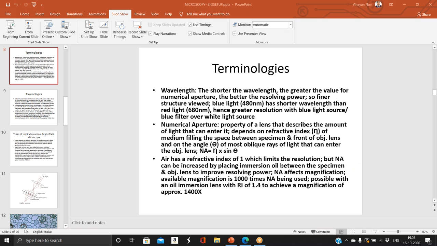But numerical aperture can be increased by placing immersion oil between the specimen and objective lens to improve resolving power. So, instead of air, usually if we are using a 100x objective and we are not using immersion oil, air will fill the space between the, I can show you the picture first of all and then I will explain.